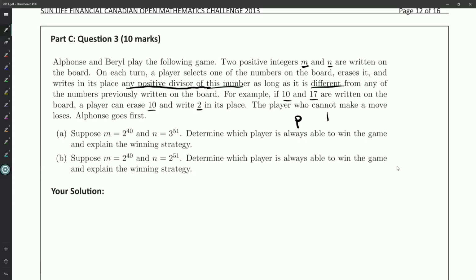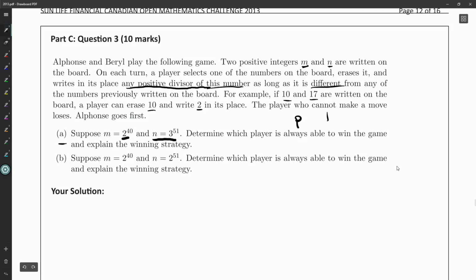Anyway, part A. Suppose that m is 2^40. So all the factors of m are going to be powers of 2. And n is 3^51. So these are different primes. So any number found by erasing something in the n position is going to be different than something found by erasing the 2^40 or anything over there, with the exception of 1. The greatest common divisor is always sort of going to cause a little bit of a problem, but we don't have much of a greatest common divisor here.